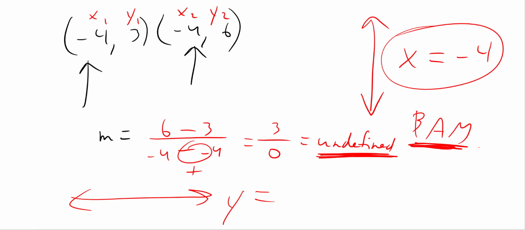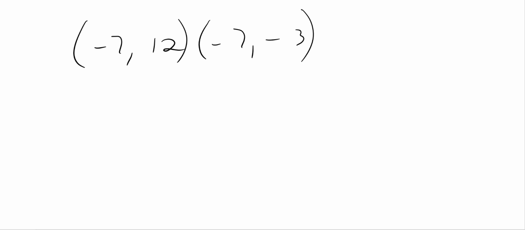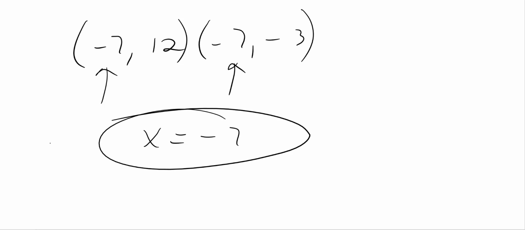Okay? It's pretty easy. So let's just kind of do another one here. -7 comma 12 and -7 comma -3. Okay, I want an equation. Same value for x. That's the answer. X equals -7. What do you think the slope is? Well, of course, it's undefined. All depends on what I ask for. Equation, slope.